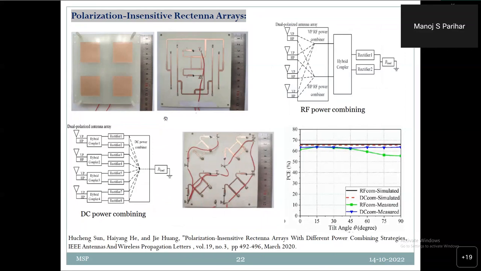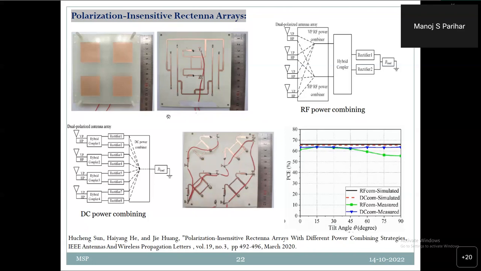Then the efficiency, or your DC performance, also depends on the polarization of your incoming RF signal, right? This polarization may be anything. Sometimes you will be receiving horizontal polarization, sometimes vertical polarization. Suppose you have designed your rectifier circuit for vertical polarization. If your polarization changes, it's difficult to get your DC voltage. So you need to design an antenna which is polarization independent, so it can harvest energy from horizontally or vertically polarized incoming RF signals.